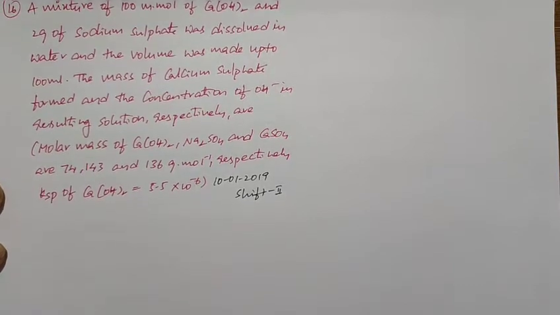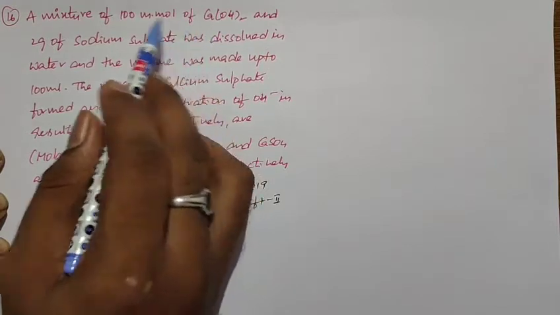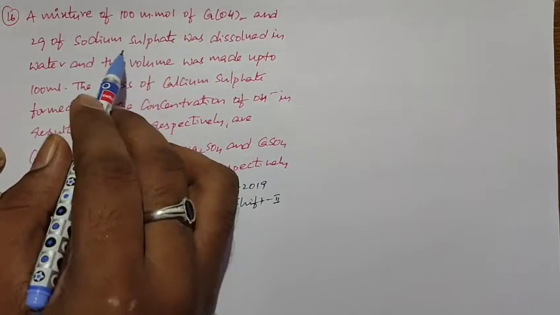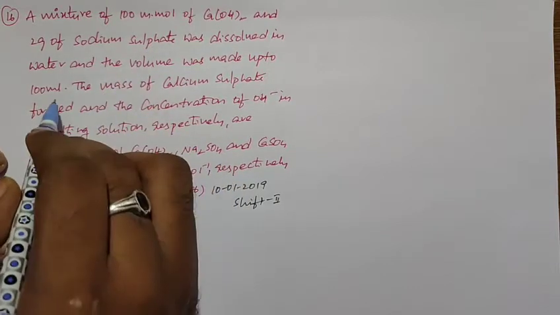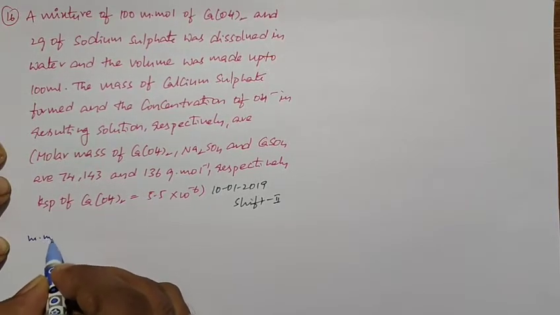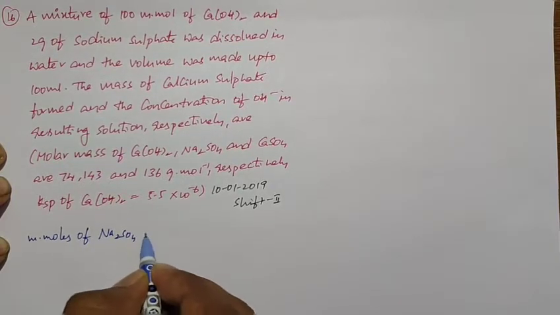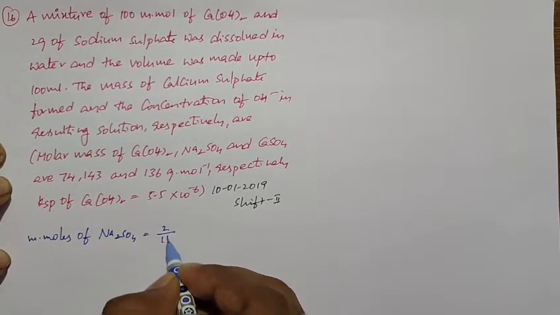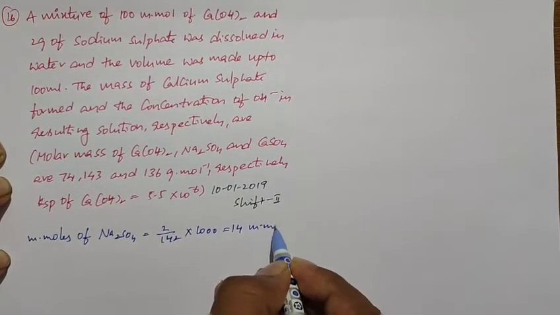Based on this information, we need to find the mass of calcium sulfate and the concentration of OH minus ions. Here calcium hydroxide is given in millimoles, and we need to find the millimoles of sodium sulfate in 100 ml of the solution. So millimoles of sodium sulfate is equal to 2 by 142 into 1000. It is equal to 14 millimoles.